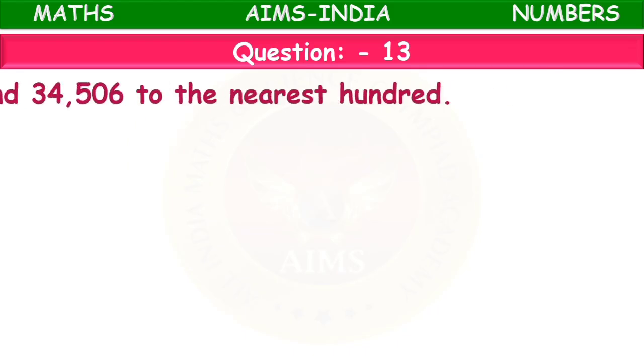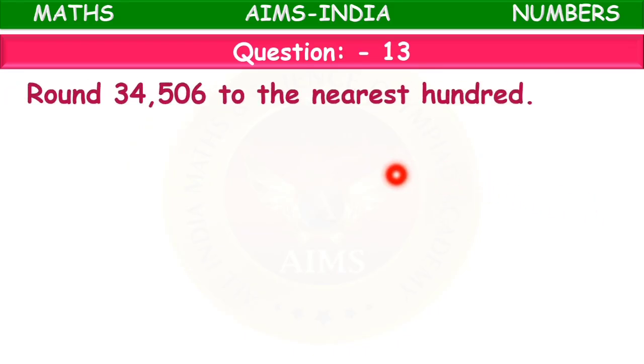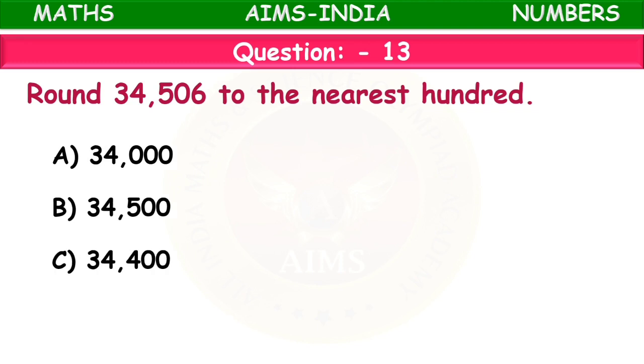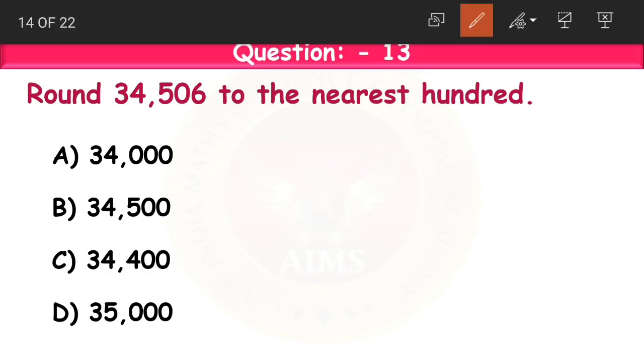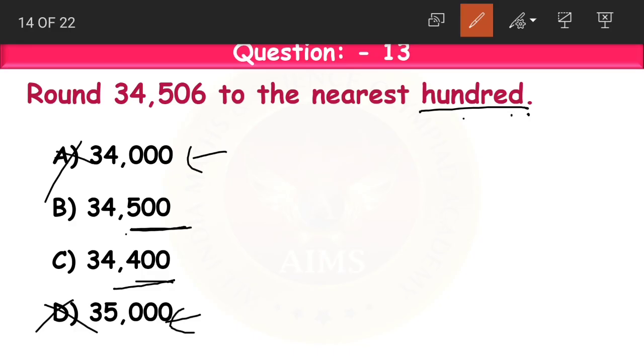Moving on to question number 13. Round 34,506 to the nearest hundred. Option A: 34,000. Option B: 34,500. Option C: 34,400. D: 35,000. See, to the nearest hundred, students. Hundreds means it should have a multiple of 100 in the number, like 500 or 400. So automatically options A and D become wrong answers, as they are in thousands form. So either B or C becomes the correct answer.